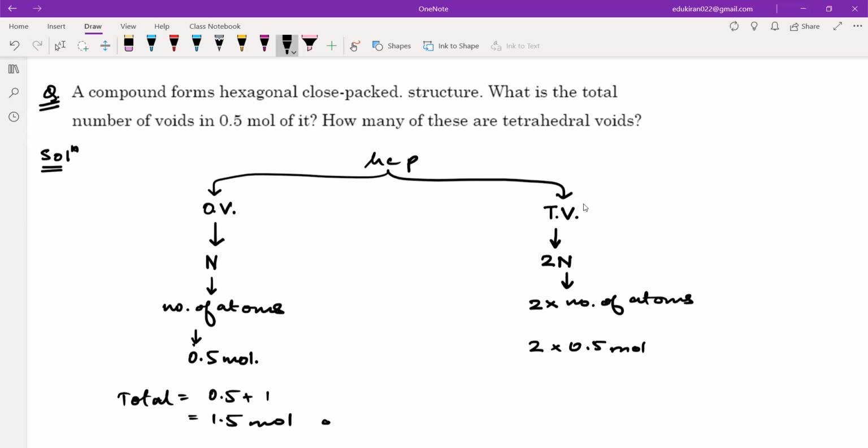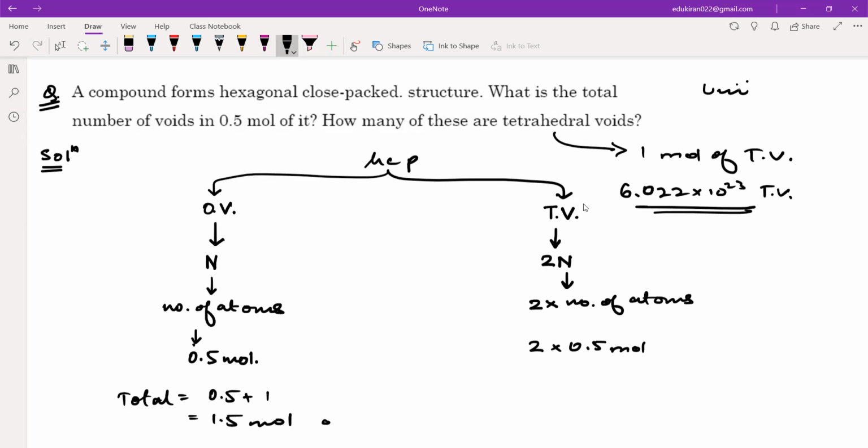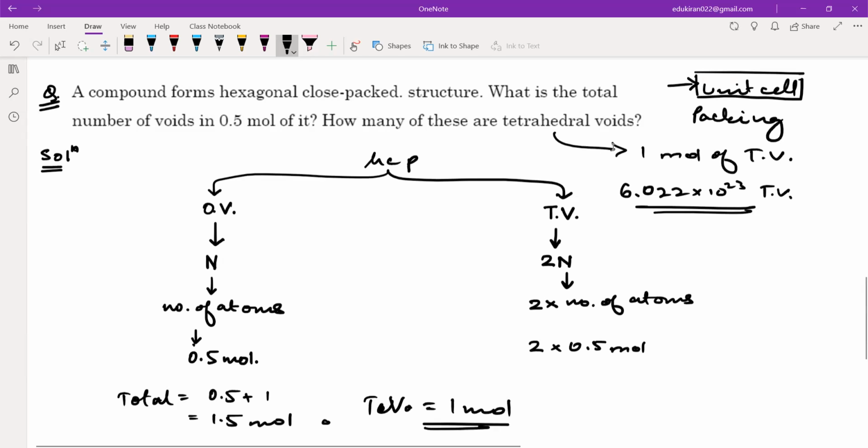And out of which, how many of these are tetrahedral voids? So there is 1 mole of tetrahedral voids. 1 mole means 6.022 into 10 to the power 23 tetrahedral voids will be present. Is that clear? Now you understand the difference between the unit cell and the packing. When we are talking about unit cell, things are very specific there. Z is equal to this much. But in packing, we can take any amount of atoms and make any of these packings. So please write this down. Total is this much, and tetrahedral void is equal to 1 mole. Done?